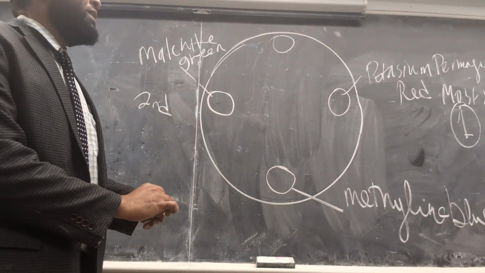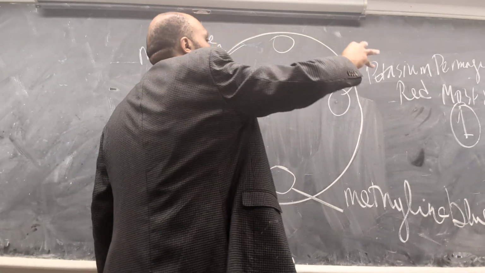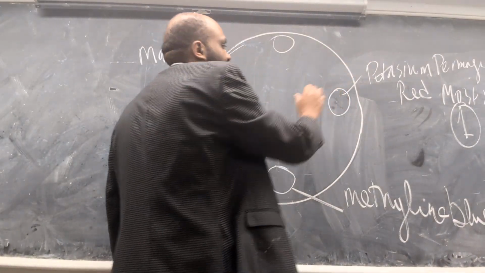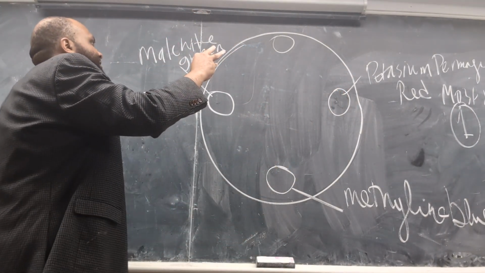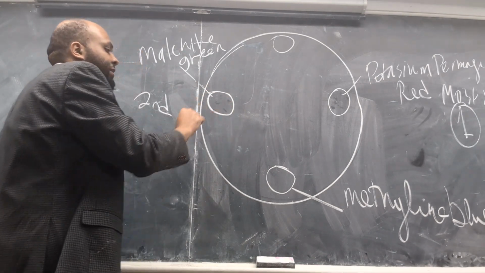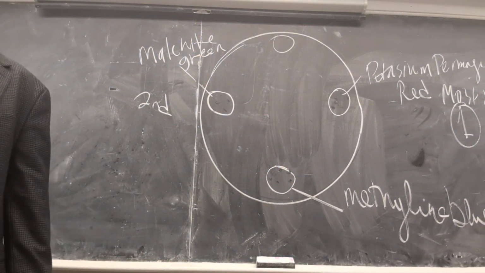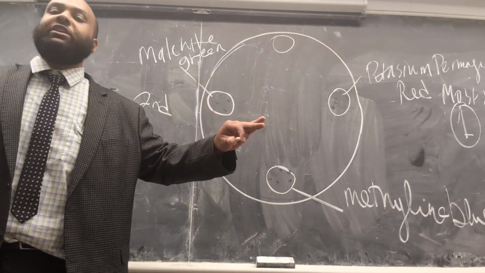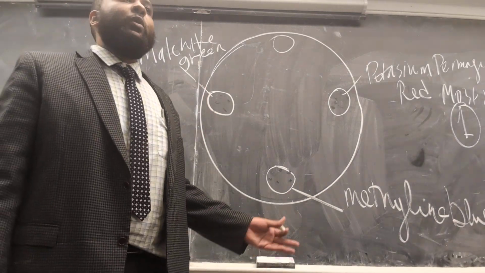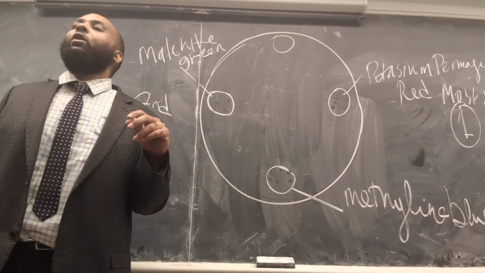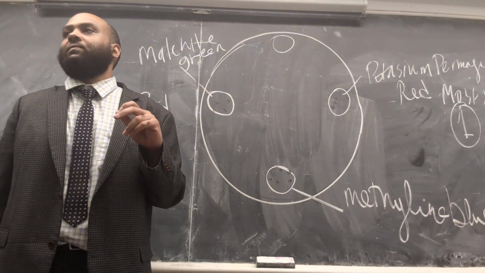So what you're gonna do is, in this hole you're gonna drop potassium permanganate. In this hole you're gonna drop malachite green. And in this hole you're going to drop methylene blue. And you're gonna leave the petri dish alone. And when you come later, what do you expect to see?